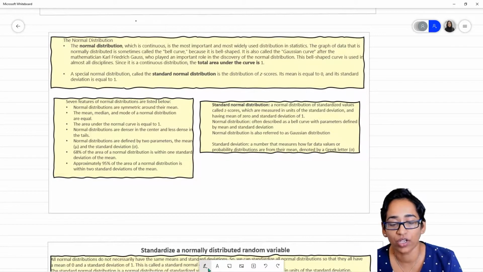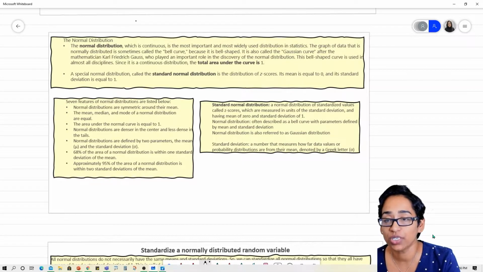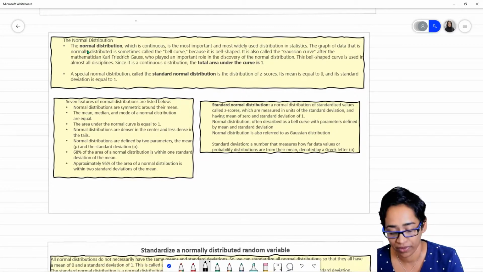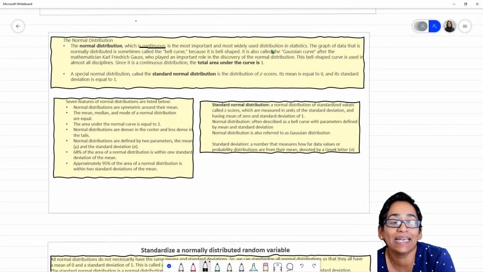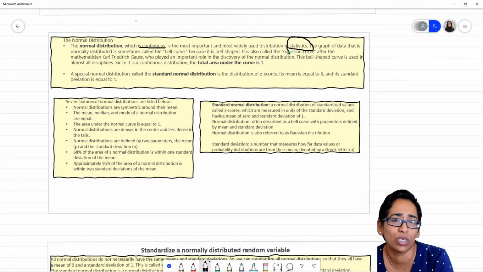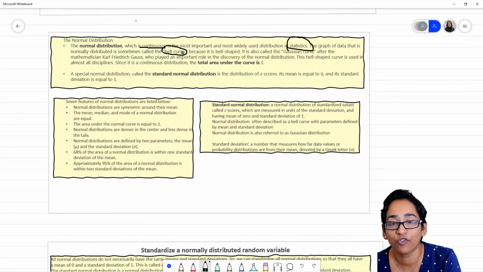All right. So here we're going to go ahead and recap what we talked about, normal distribution. So normal distribution is a continuous distribution. Normal distribution is a continuous distribution, the most important and widely used distribution in statistics. So the majority of the data that we take is normally distributed. The graph of normal distribution is sometimes called a bell curve because it depicts a bell shape.